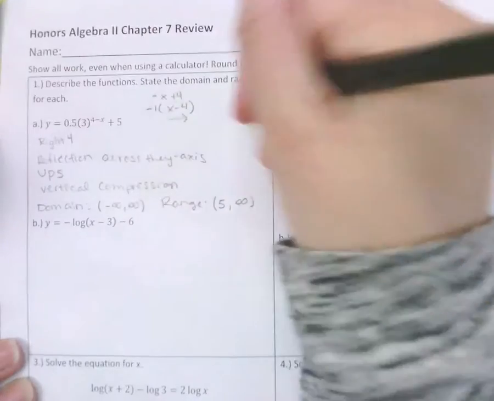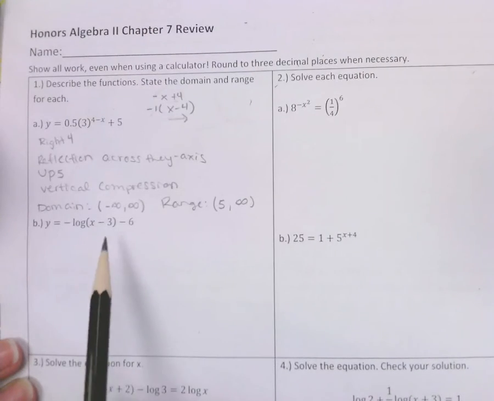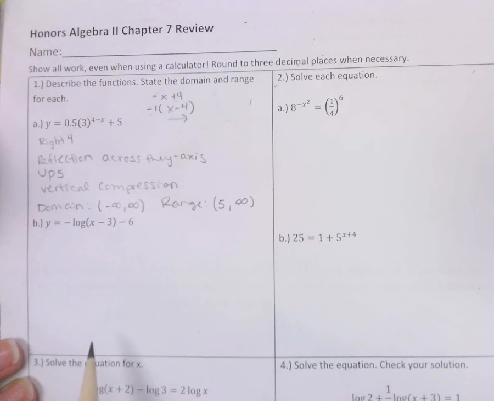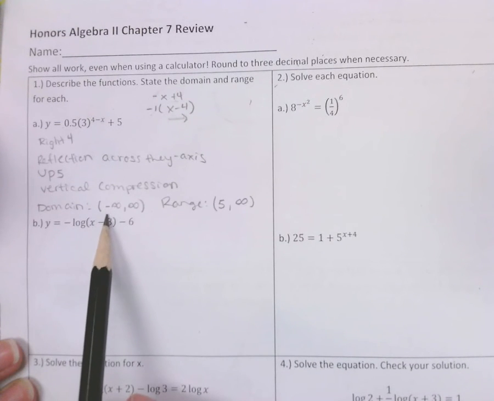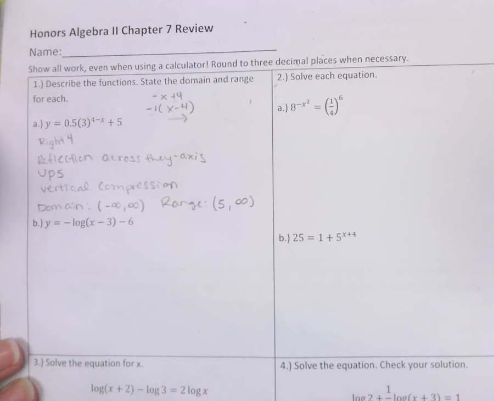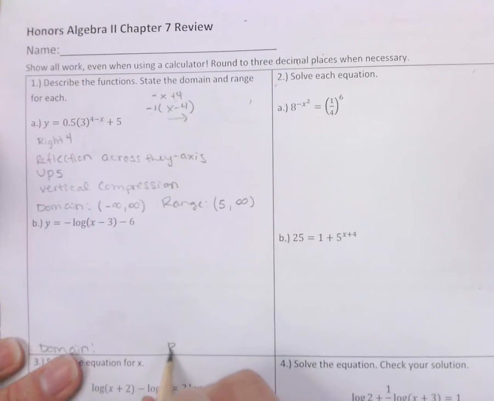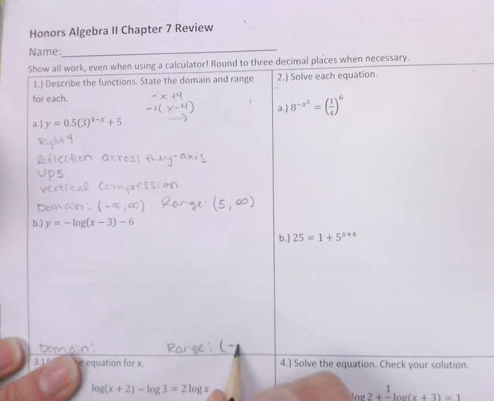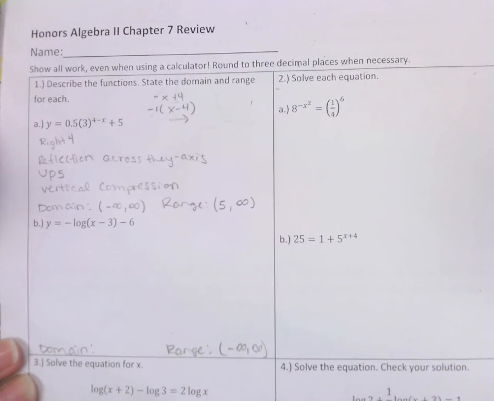All right, let's look at the next one. The next one's a log function. So remember, logarithmic functions are inverses of exponential functions. So they have reverse domain and range. The domain of an exponential function is all real numbers, whereas the range of a logarithmic function is all real numbers. And then there's going to be a vertical asymptote that controls our domain.